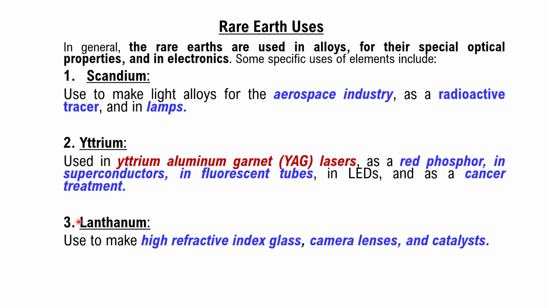Lanthanides are used to make high reflective index glass, camera lenses, and catalysts.